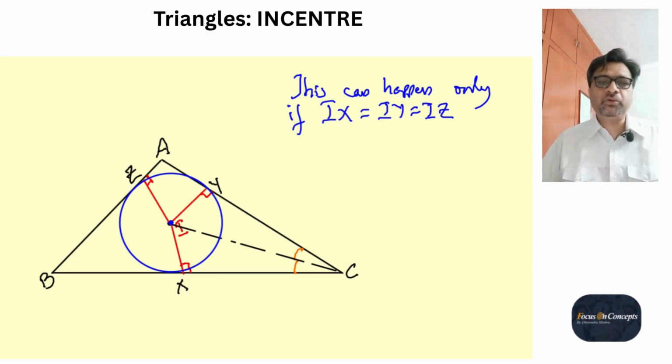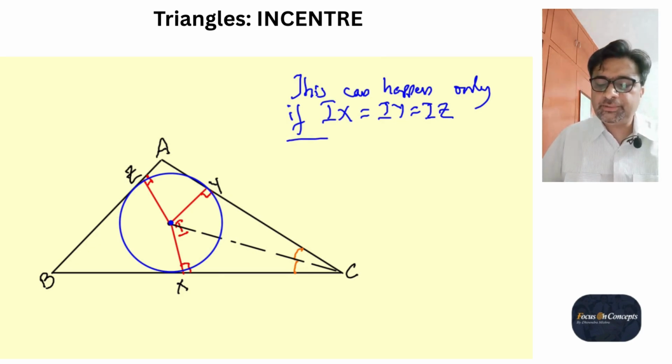How can we say they are equal? Because the points X, Y and Z all lie on the triangle and they all lie on the circle, which means IX, IY and IZ are radii of the same circle and they must be equal. So now we will establish how these three line segments IX, IY and IZ are equal.